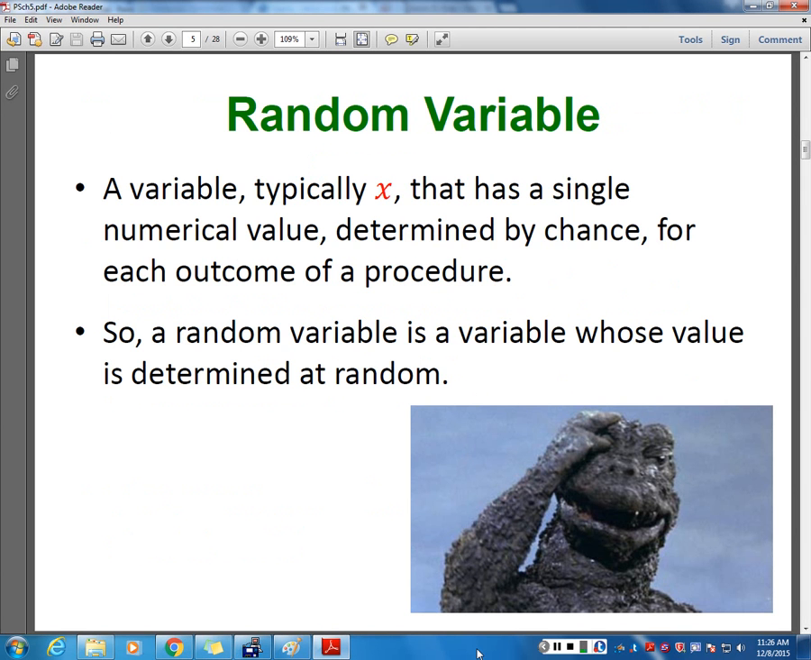First, a term. Random variable is a variable, typically an x, that has a single numerical value determined by chance or at random for each outcome of a procedure. So a random variable is a variable whose value is determined at random, as the name implies.